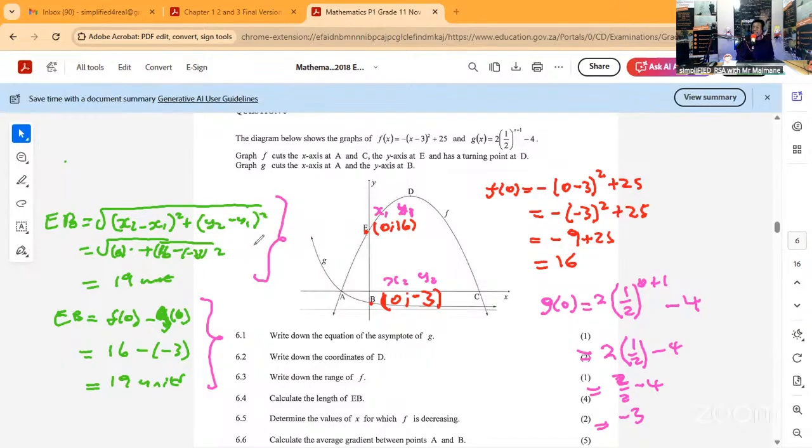Determine the values of x for which f is decreasing. Interesting question. This is the type of question that we would probably skip, maybe feeling like the question is not meant for you. Now, let me ask you, where is f decreasing?